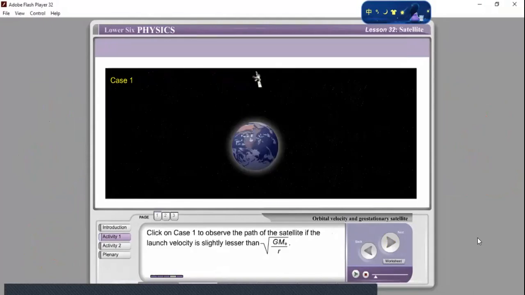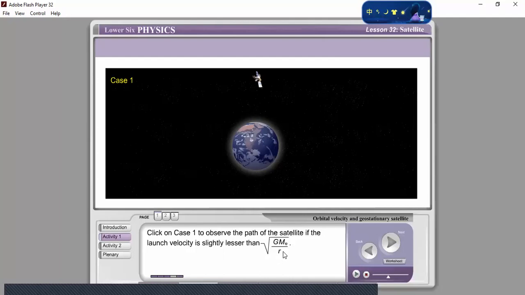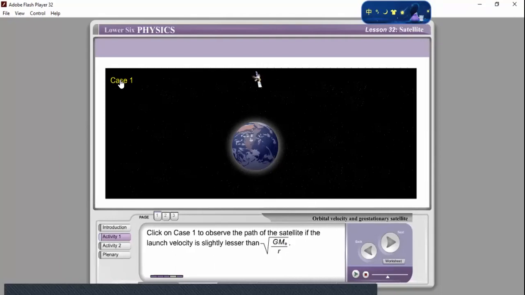Click on Case 1 to observe the path of the satellite if the launch velocity is slightly lesser than square root of GM_E over r. That means if we wish to launch to a certain height r, we set the r already, so we get the value of v. If we launch with a greater velocity than the v we calculated, what happens to the satellite? Observe the motion of the satellite when it revolves around the Earth.